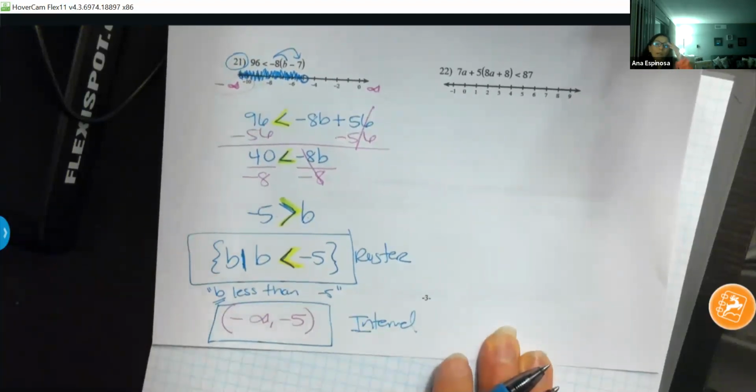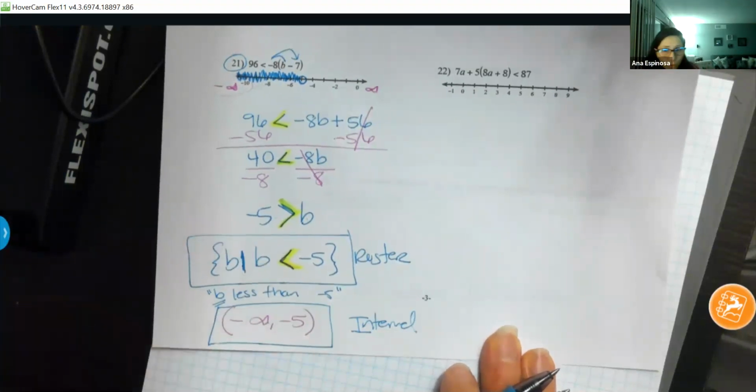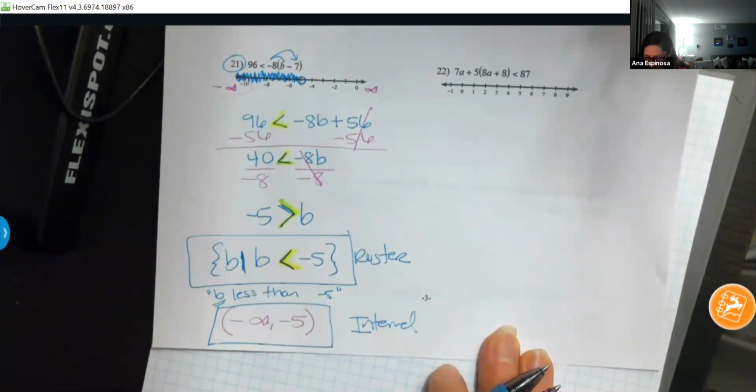Okay, please practice these. More importantly, how to go from roster to interval, interval to roster. So these two basically mean the same thing. It is on one of the pages in your online textbook.